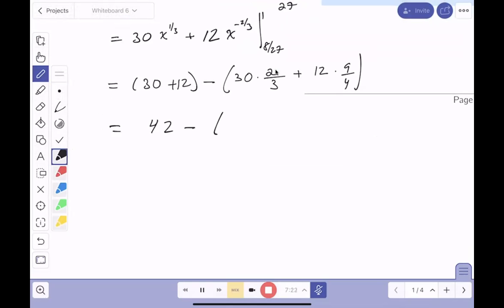Minus, let's be very careful. 3 goes into 30 10 times, and 10 times 2 is 20. And over here, what do I get? Well, 4 goes into 12 3 times, and 3 times 9 is 27. Again, I'm going to repeat this over and over again. Mistakes happen. That's why we give you keys. We want you to fess up to your mistakes before it's too late. This is 47. And what does this give us? 42 minus 47 is minus 5.